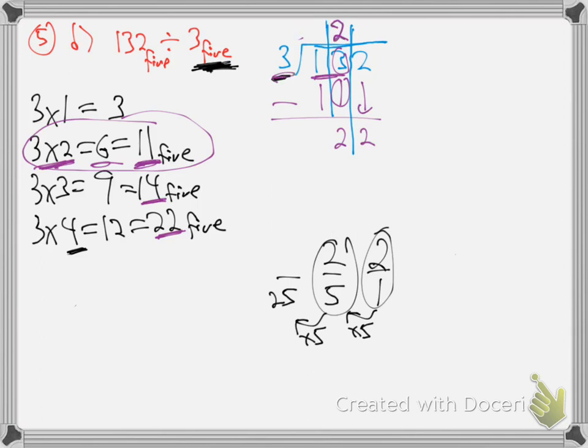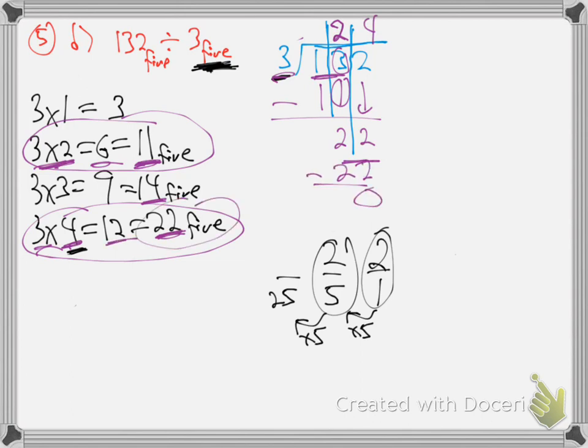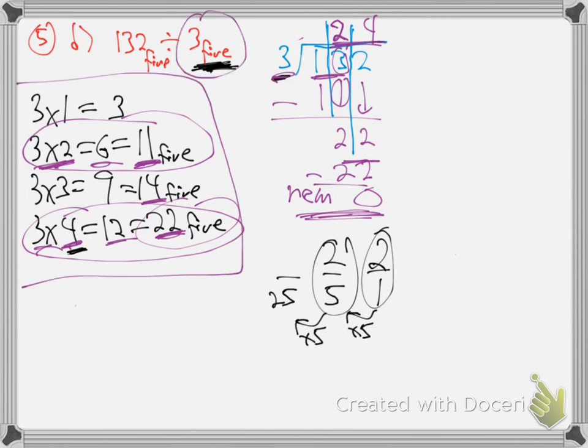Now, 3 goes into 2, 2. How many times? What's right there? 3 times 4 is 2, 2. No way. 3 times 4 is 12. Yeah, it's 12, but that's 2, 2 in base 5. Remainder is 0. So there's our answer. The answer is 2, 4. Remainder, 0. So it's important to remember, whatever you're dividing by, do those times tables on the side first, and that'll help you out.